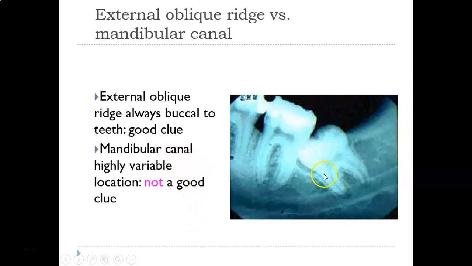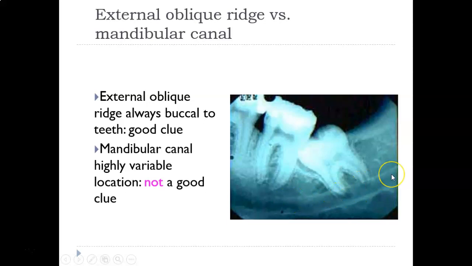Okay, so now what we want to figure out is, here we have our mandibular canal where the nerve runs through, and then we have these roots. So are the roots buccal or lingual, or where is the canal in relation to these roots? The external oblique ridge is always buccal to the teeth. That's a good clue, so that is something stable. The mandibular canal is a highly variable location, not a good clue.